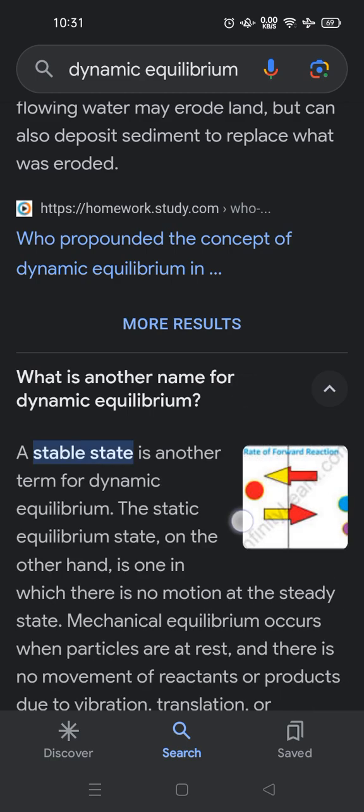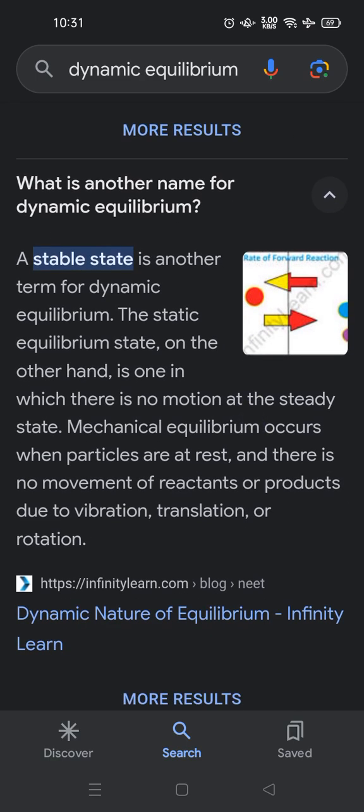What is another name for dynamic equilibrium? A stable state is another term for dynamic equilibrium. The static equilibrium state, on the other hand, is one in which there is no motion at the steady state. Mechanical equilibrium occurs when particles are at rest and there is no movement of reactants or products due to vibration, translation or rotation.